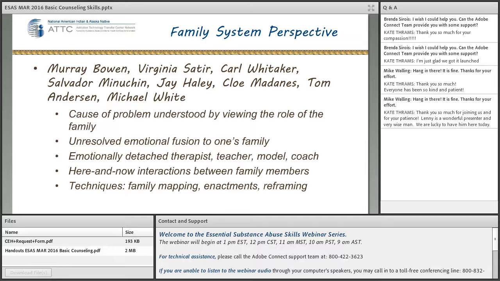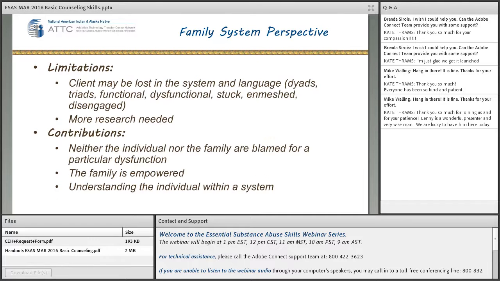Often, there's unresolved emotional fusion to one's family. The therapist is emotionally detached, a teacher, model, coach, with here-and-now interactions between family members. Techniques include family mapping, enactments, and reframing. The limitations: the client may be lost in a system and language, and more research is needed. Neither the individual nor the family are blamed for a particular dysfunction. The family is empowered. Understand the individual within a system, and those contributions.